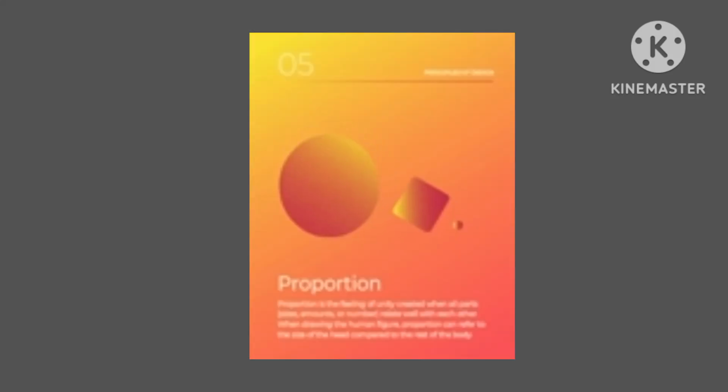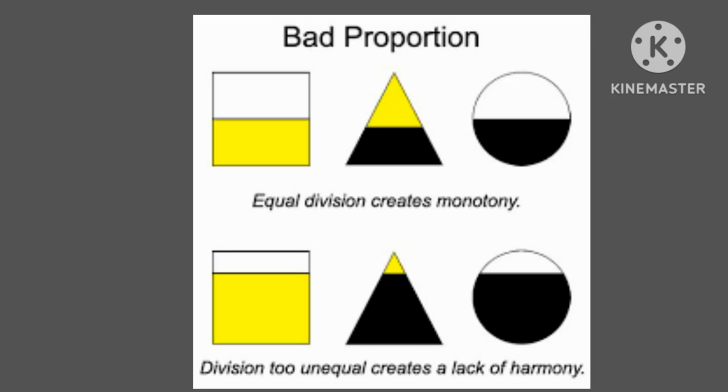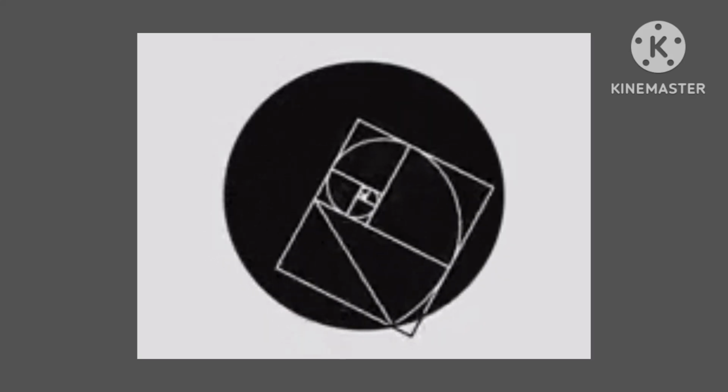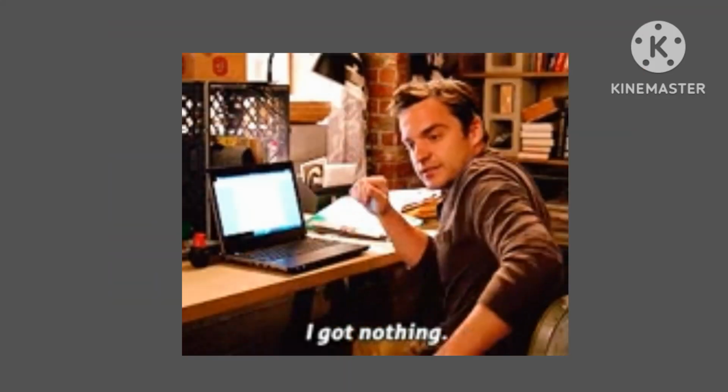We're going to be looking at the last one, which is proportion. Proportion is about the size relationship between elements. It's like making sure the goat in your stew isn't bigger than the bowl. Use proportion to create balance and avoid awkward design.